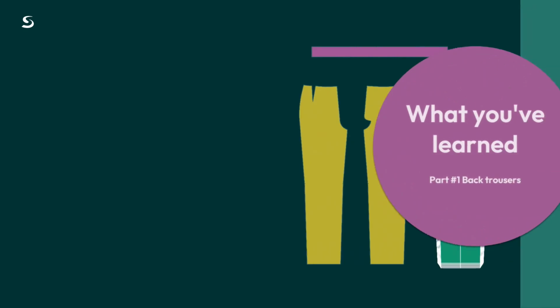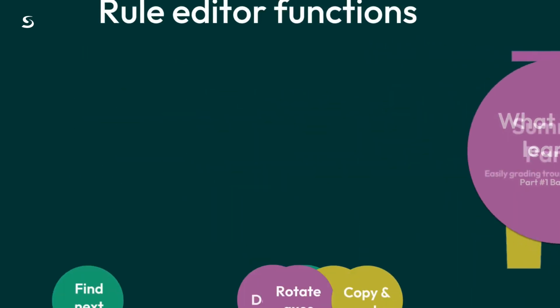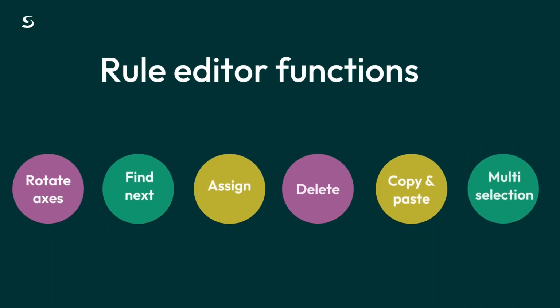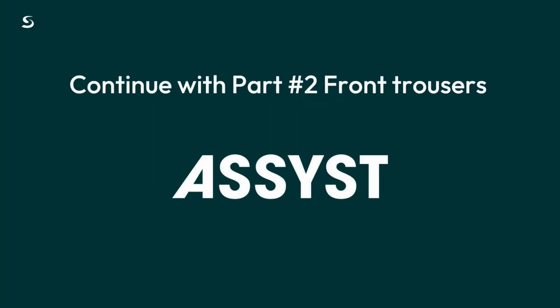In Cut Assist, you learned how to grade back trousers using the Wool Editor. The Wool Editor functions like rotate axis, find next, assign, and so on were intuitive and easy to use. You have learned how helpful SmartGuide is. But there is much more to explore. Take a look at the other Assist cut stories.